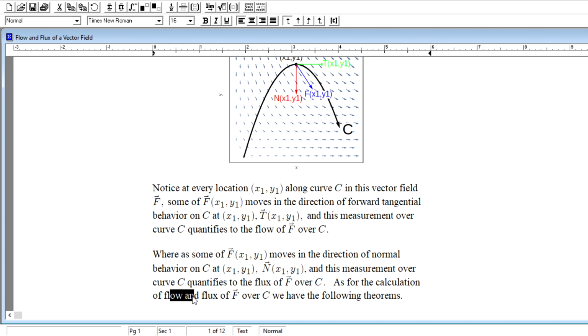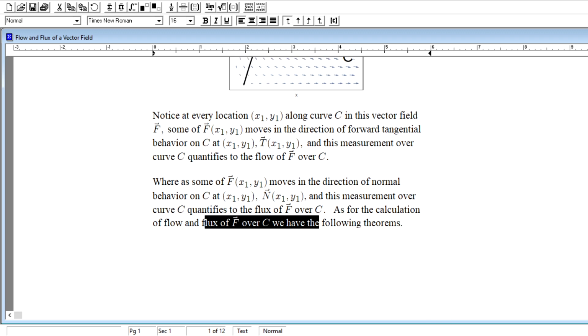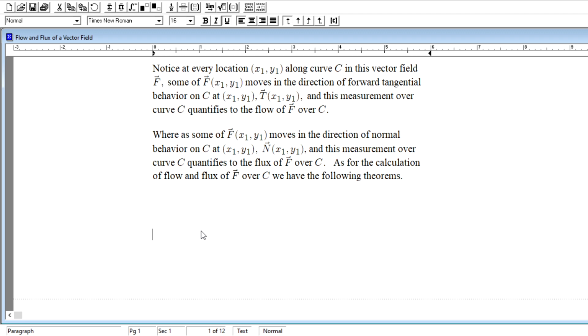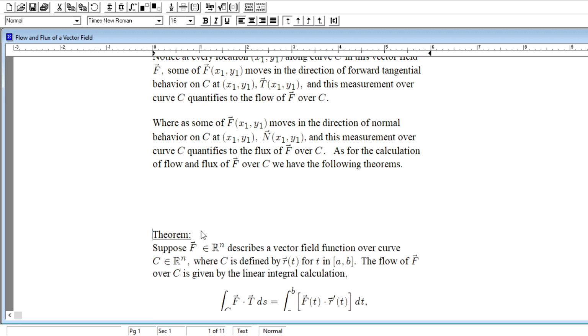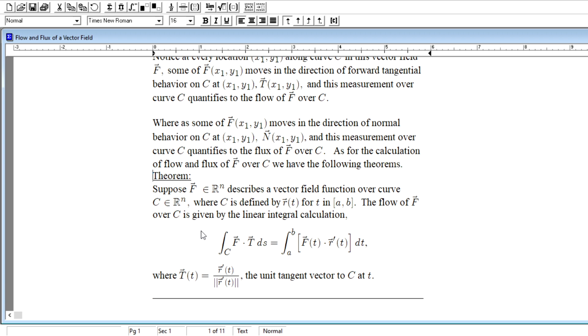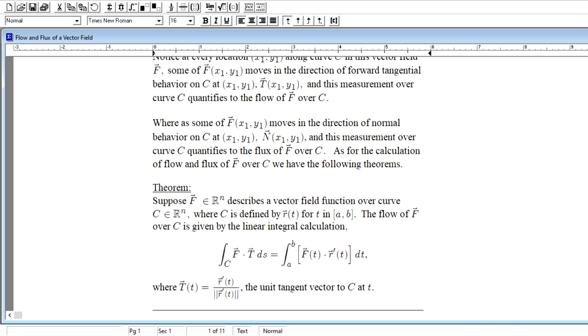As for the calculation of flow and flux, what we see are what we call line integrations occurring within vector fields. We see some specific line integrals of the vector field, and these are going to appear in a couple of theorems here. The first theorem for the case of flow. This theorem here.